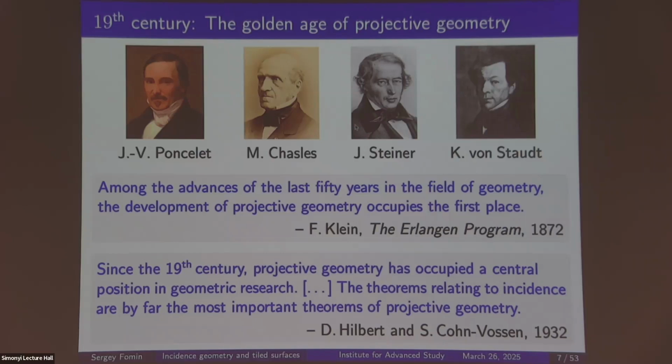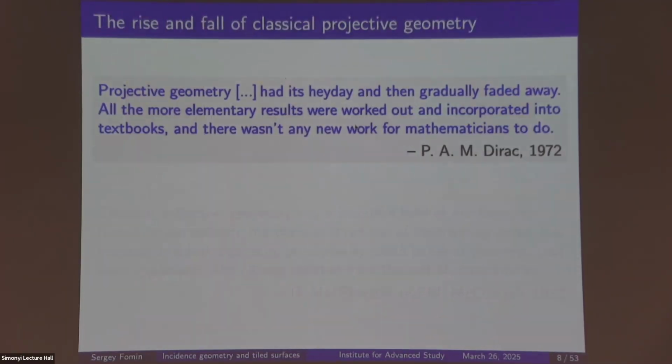But then something changed. Of course, every golden age comes to an end. Here is a quotation from Paul Dirac, the famous theoretical physicist who was a big fan of projective geometry. That the field had its heyday, then gradually faded away. All the elementary results were worked out. There wasn't any new work for mathematicians to do.